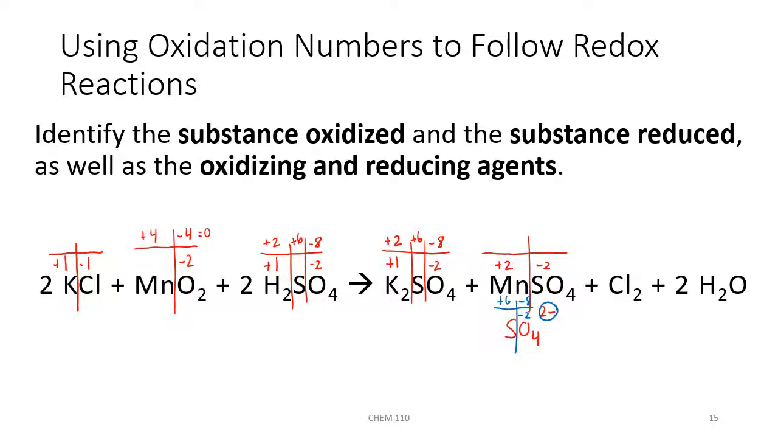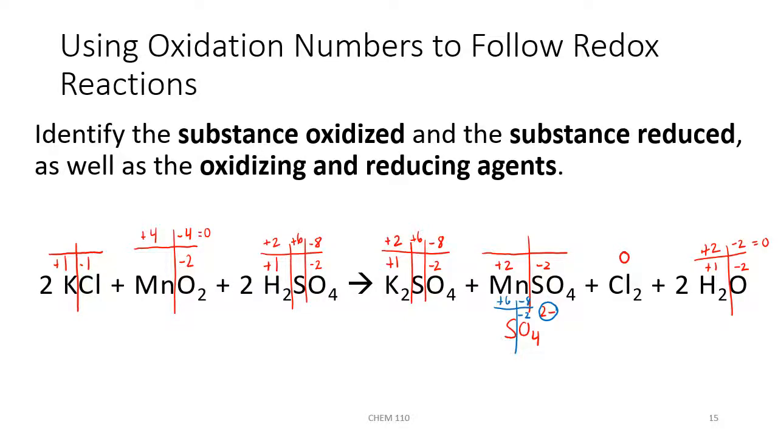Chlorine is a free element. It's not chemically combined with anything else, and it's in its natural state. Therefore, its oxidation number is 0. And in H2O, oxygen will be a -2, and hydrogen will be a +1. There's only 1 oxygen, so the total is -2. There's 2 hydrogens, so the total is +2 here, summing to 0.